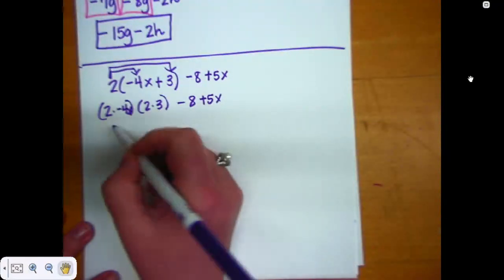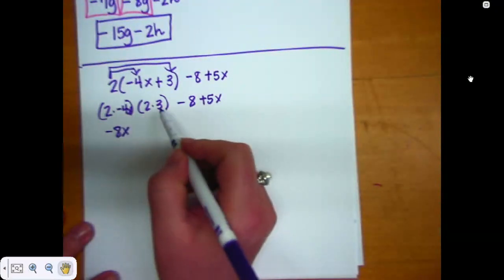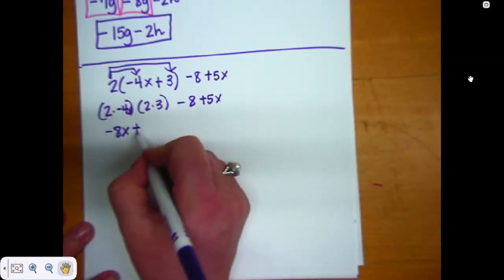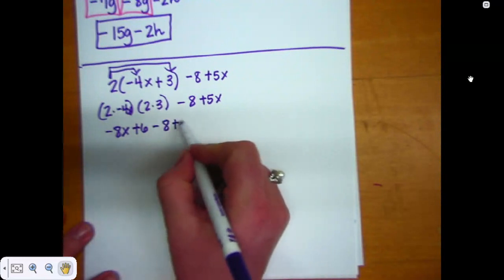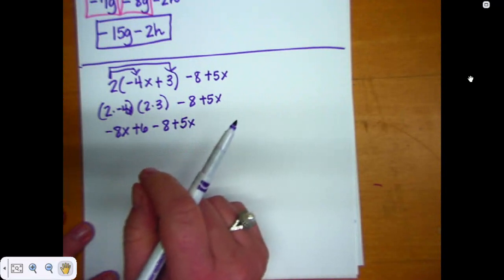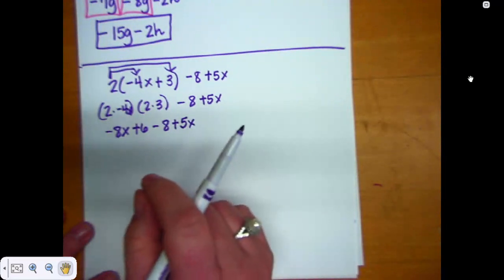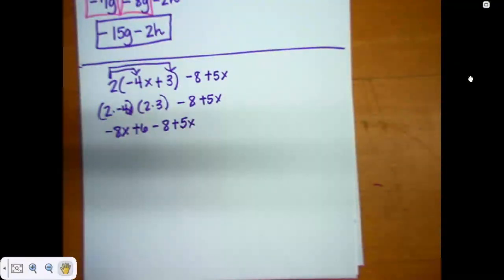2 times negative 4x is negative 8x. 2 times positive 3 is positive 6. And I bring down the rest of my expression. Sorry, I said equation, but it's an expression. I'm really tired. It's the end of the day, and that's why I'm stumbling over my words. So I now have negative 8x plus 6 minus 8 plus 5x.